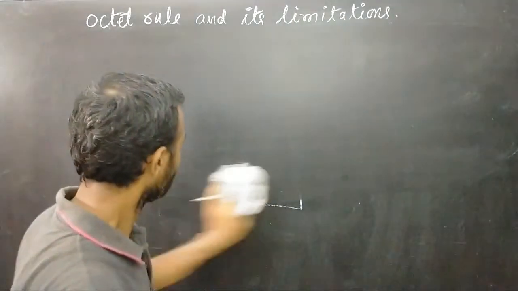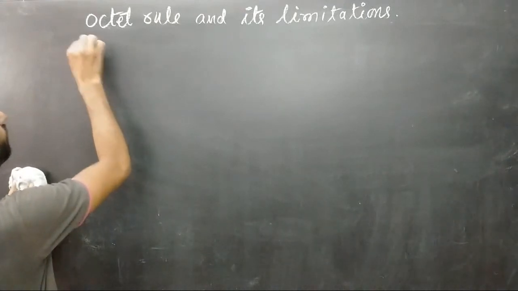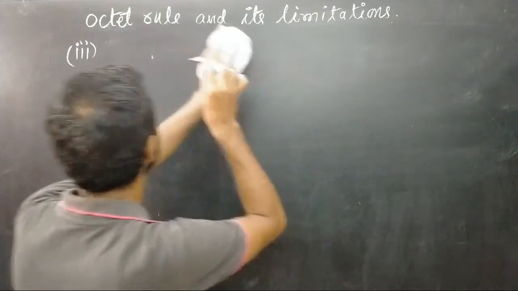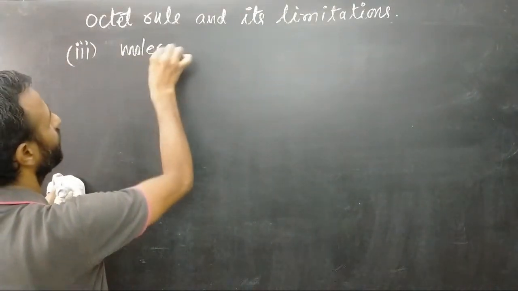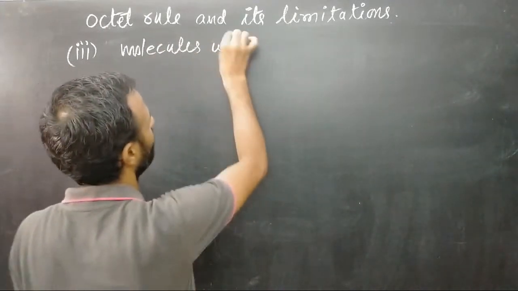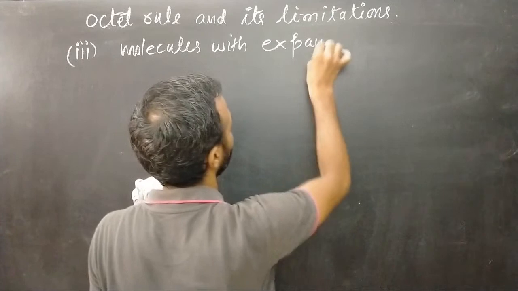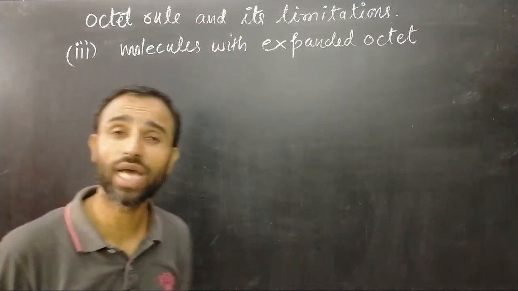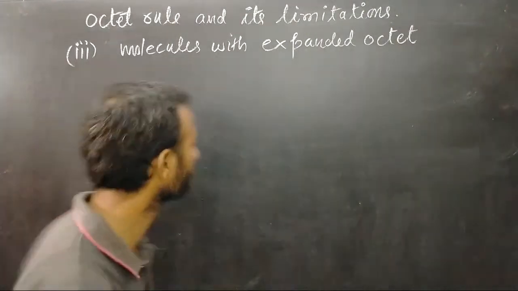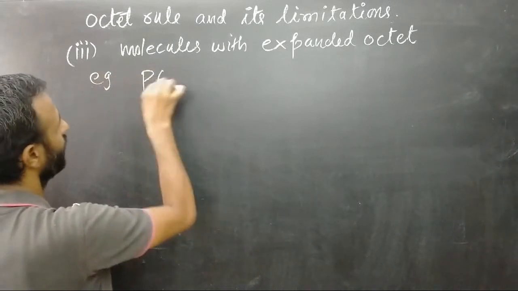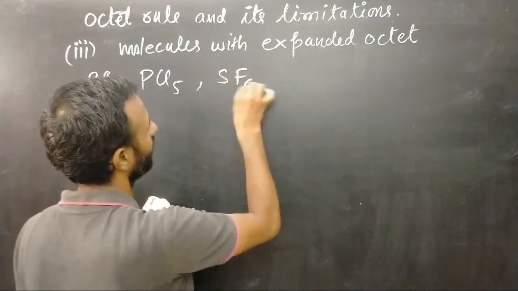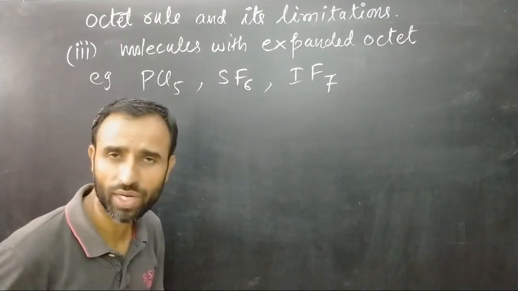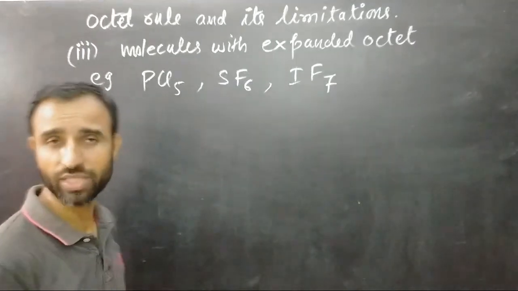Then the third one, expanded octet. Molecules with an expanded octet have more than 8 electrons. For example, PCl5, SF6, IF7. There are many more, but we are talking about these types of atoms.